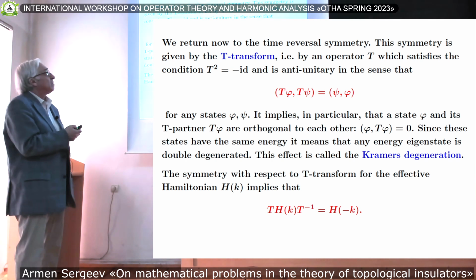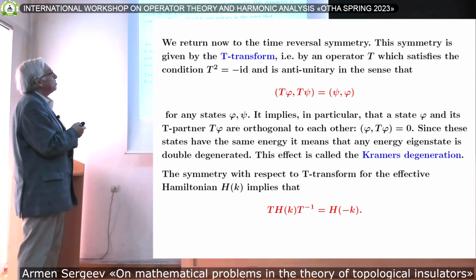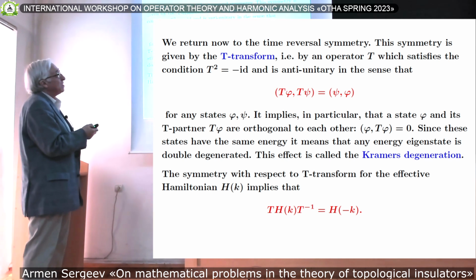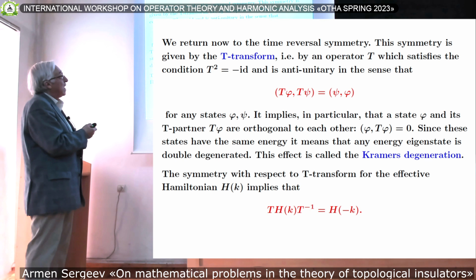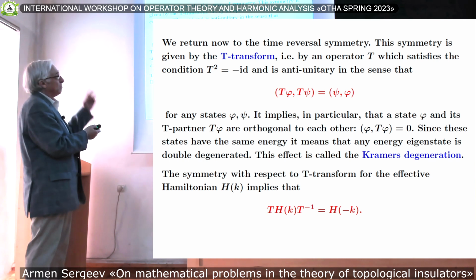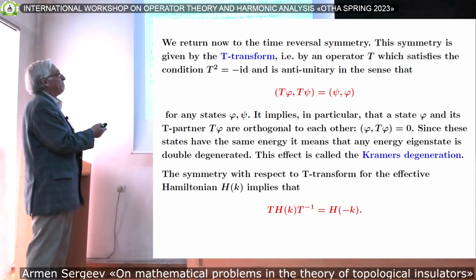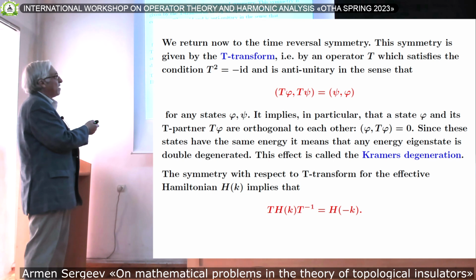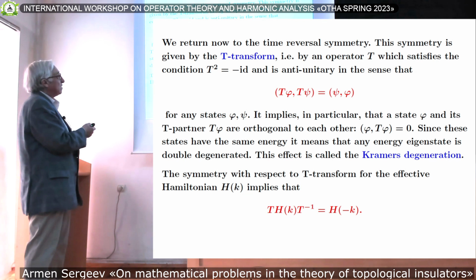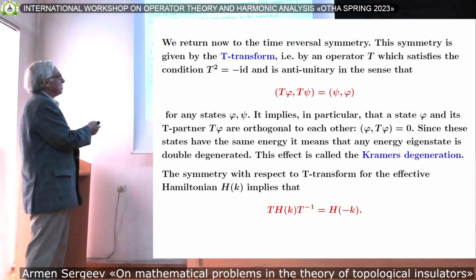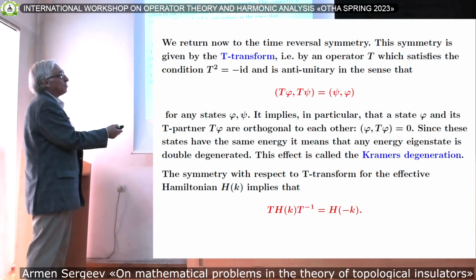What is this symmetry? This symmetry is given by the T transform. What is that? This is an operator T, which satisfies the following condition. T squared is minus identity, and it is anti-unitary in the following sense: ⟨Tφ, Tψ⟩ equals not ⟨φ, ψ⟩ like in the unitary case, but ⟨ψ, φ⟩, for any states ψ, φ. It implies in particular, and it's very easy to prove, that the state φ and its T partner, Tφ, are orthogonal to each other.